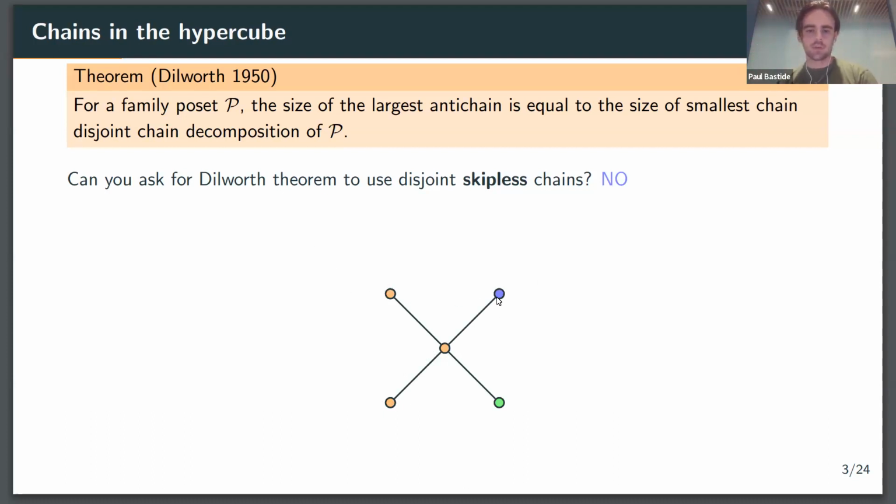It's a maximal antichain, for example, the two top elements, but it can only decompose into at least three skipless chains, because one of the chains will use these three elements, for example, and then you will use two different chains to cover the last two elements. I hope it's clear. Okay, so we cannot ask for such a direct strengthening, which is not surprising, seeing as this theorem has been used so many times before.